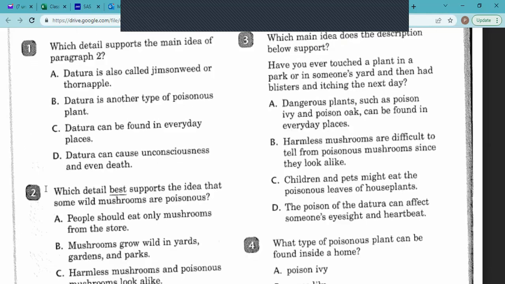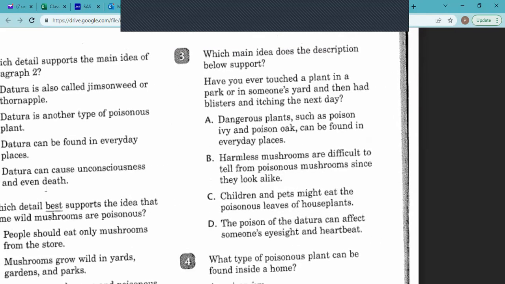All right, number three, which main idea does the description below support? Have you ever touched a plant in a park or in someone's yard and then had blisters and itching the next day? Would it be A, dangerous plants such as poison ivy and poison oak can be found in everyday places? B, harmless mushrooms are difficult to tell from poisonous mushrooms since they look alike?